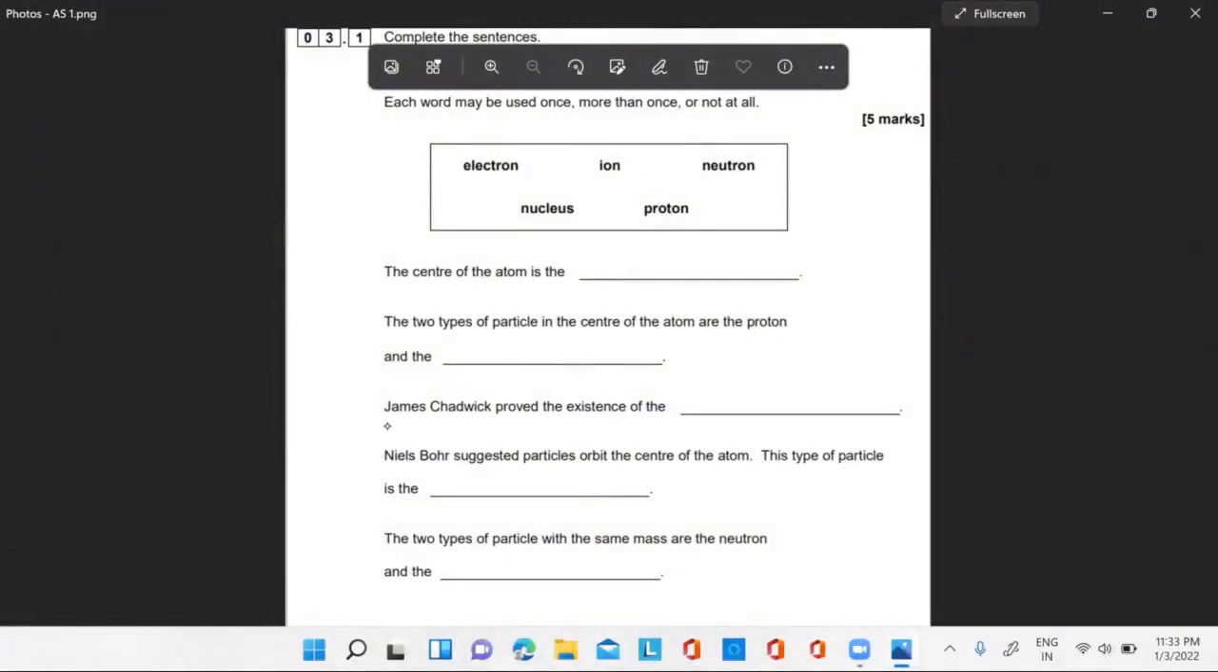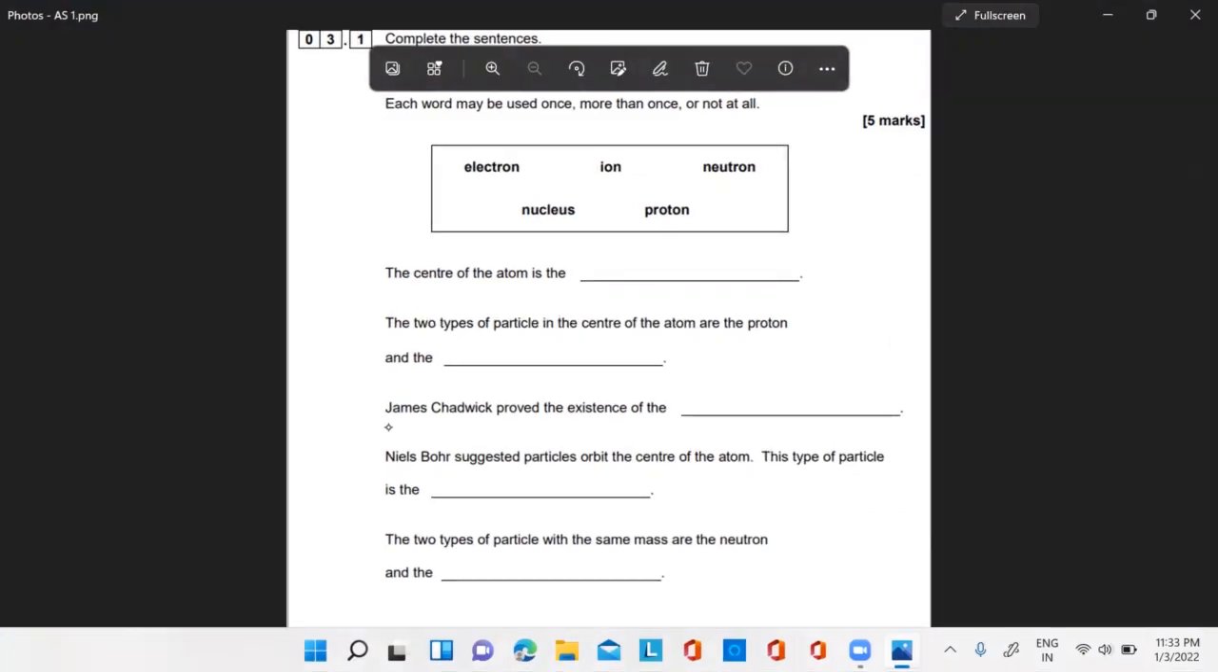AQA GCSE Chemistry Foundation Tier Paper 1 Code F Thursday 17th May 2018 paper. So this is a fill in the blanks structure and some options are also given to us. So let's go to the first question.